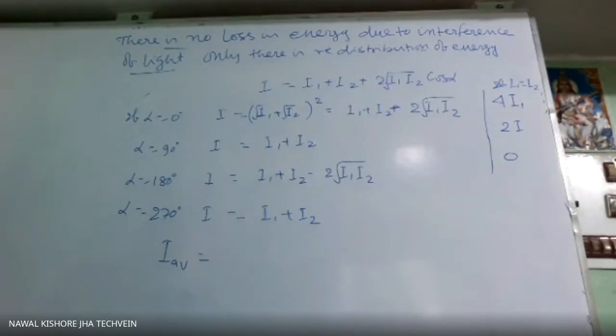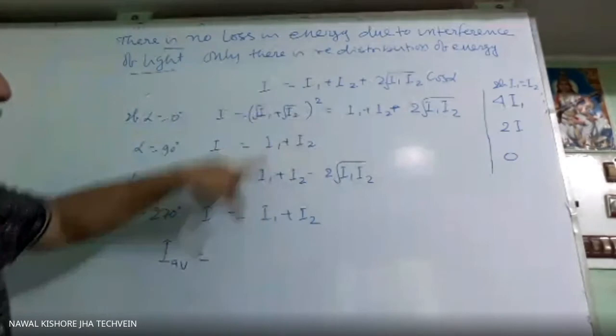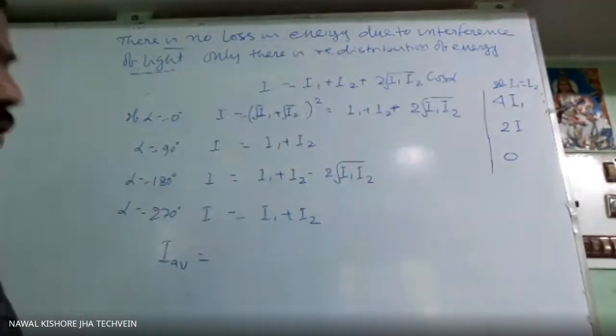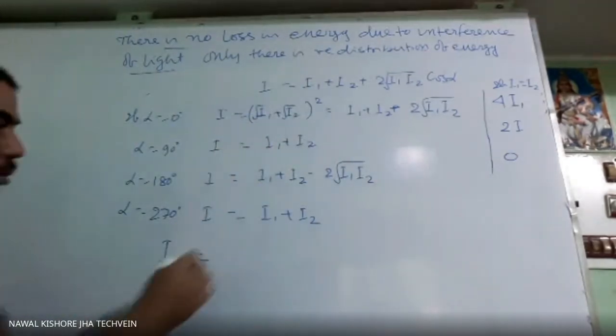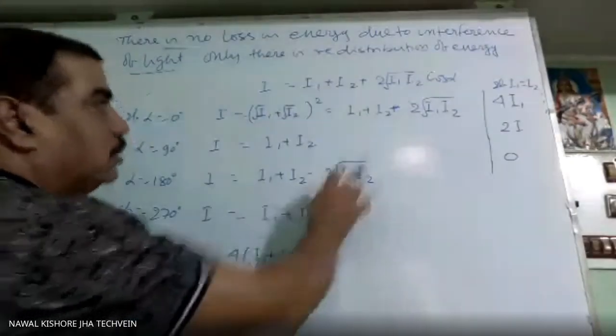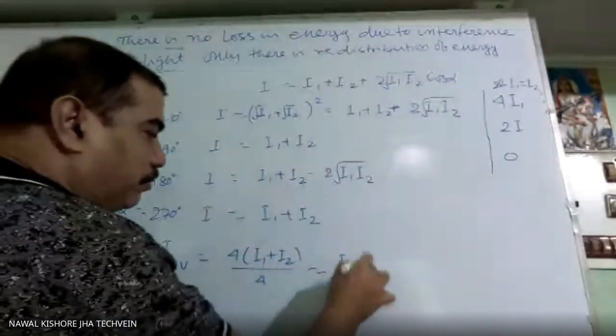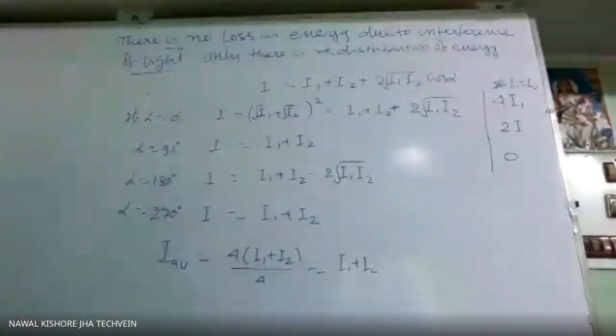Where is that? 0, 180 will be, okay, yes, correct. So what will be the I average? If you add this 4, what will you get? I1 plus 4 I2, times I1 plus I2, these two will be cancelled by 4. So it is the same I1 plus I2. That is, the average energy is the same as the sum of the energy of the two.